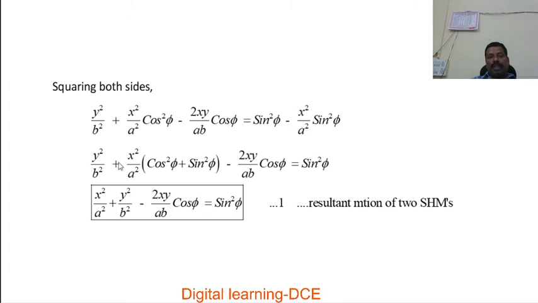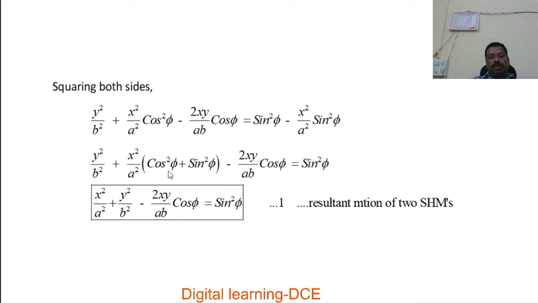So next, rearrange the terms. We have y squared by b squared. This term we transfer to the LHS, so it becomes positive. Then we have y squared by b squared plus x squared by a squared cos squared φ and sin squared φ, so we take x squared by a squared common. Then we get cos squared φ plus sin squared φ, minus 2xy by ab cos φ, is equal to sin squared φ. Again here, cos squared φ plus sin squared φ value is 1, as we know in trigonometry.